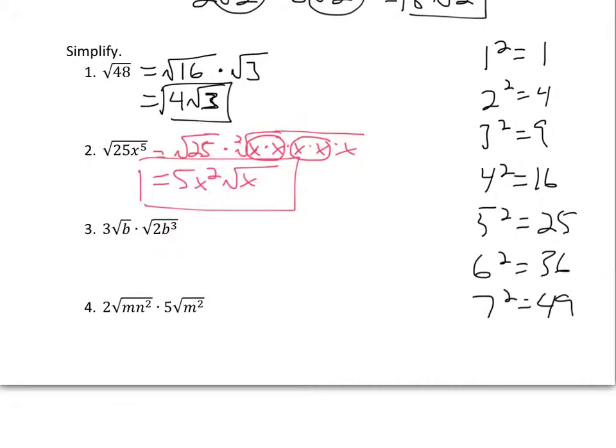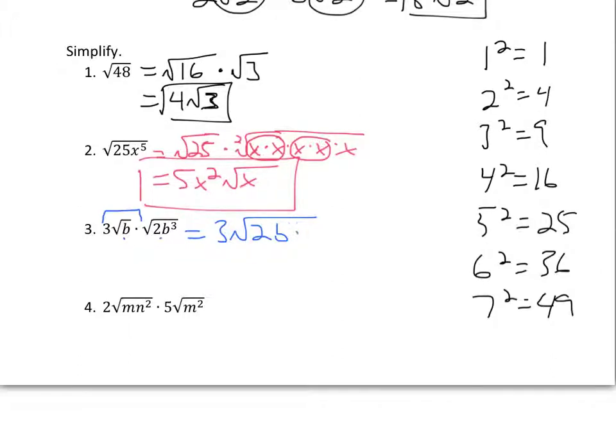All right, and number 3, we've got 3 square root of b times square root of 2b cubed. So you multiply the coefficients together. There's no coefficient in front of the second one, so it's just 1. So 3 times 1 is 3. And then multiply whatever's on the inside of the square root together. Well, b times 2b cubed is 2b to the 4th. You've got 4 b's on the inside there.